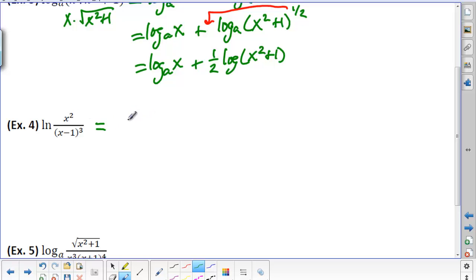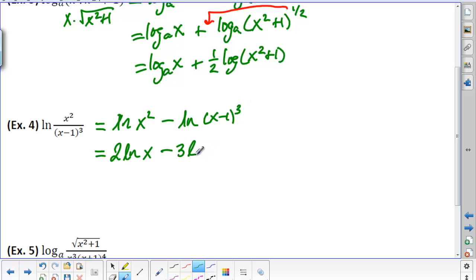Okay, here we've got a quotient inside this natural logarithm. So we can make it natural log of x squared minus natural log of (x minus 1) cubed. Next part, we can take this 2 and bring it down front, and take this 3, so that factor is now 3 times the natural log of x minus 1. There are no more products or quotients inside the logarithms, and so at that point we're finished. So break it apart as a difference and then pull those powers down.